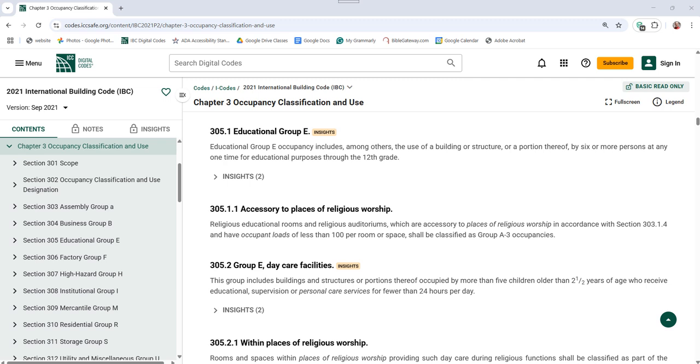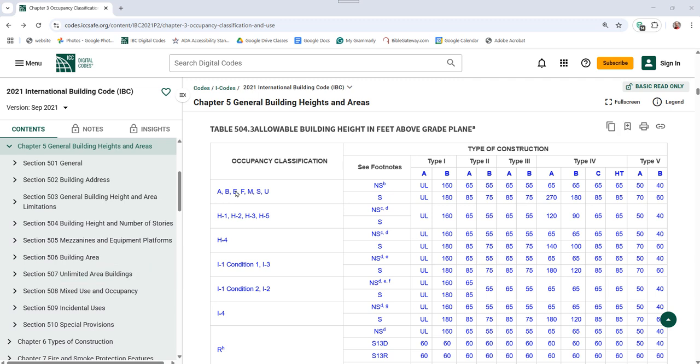An academy is like a school, maybe a prep academy or a special academy, something for education. It typically is for high school or junior high level, so this will fall right under an E, educational group. So educational puts us right on this row for height, and it says it's non-sprinklered, so we're going to use this first designation.